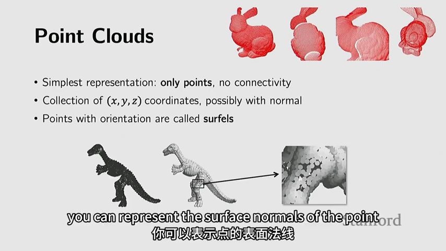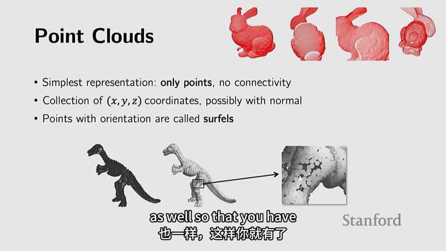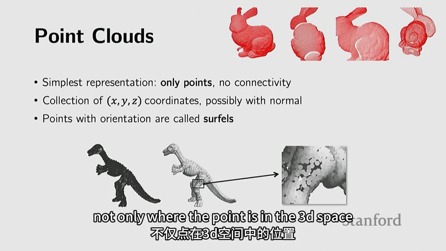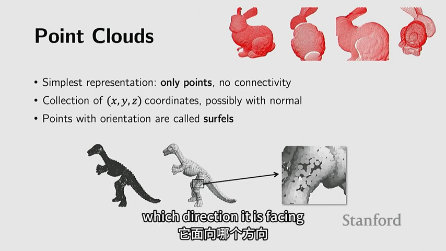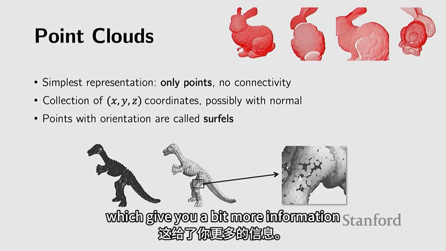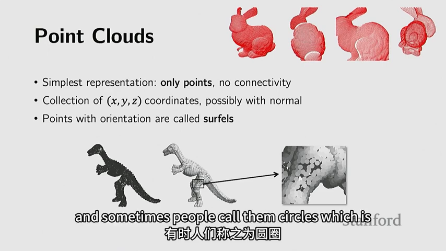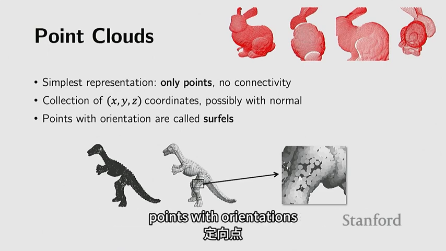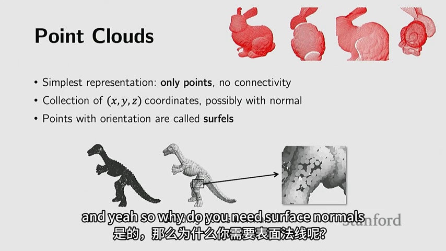Sometimes you can represent the surface normals of the points as well, so that you have not only where the point is in the 3D space, but also which direction it's facing. So you have the surface normals, which give you a bit more information, and sometimes people call them surfels, which is points with orientations.